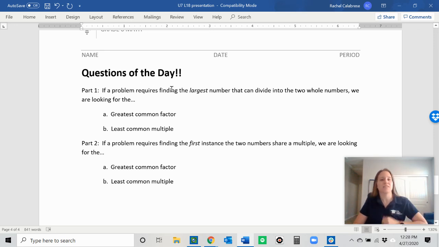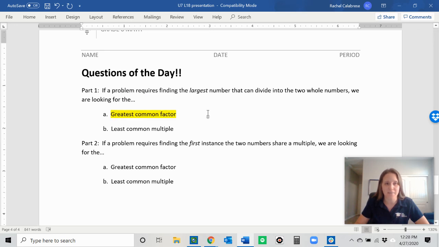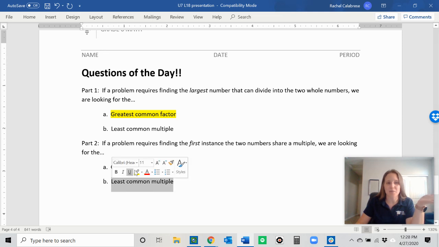If a problem requires finding the largest number that can divide into the two whole numbers, we are looking for... You're right. We are looking for the greatest common factor. So below this video in the Google form, go ahead and select for question of the day part 1, greatest common factor. Awesome. Part 2, if a problem requires finding the first instance of the two numbers sharing a multiple, we are looking for... crushed it, the least common multiple.